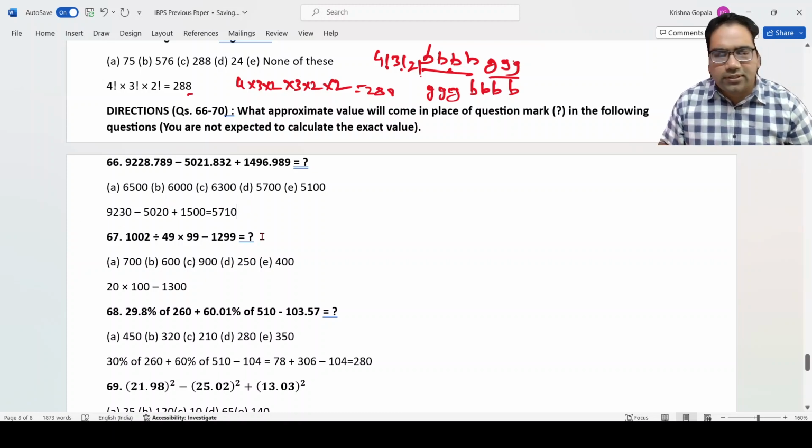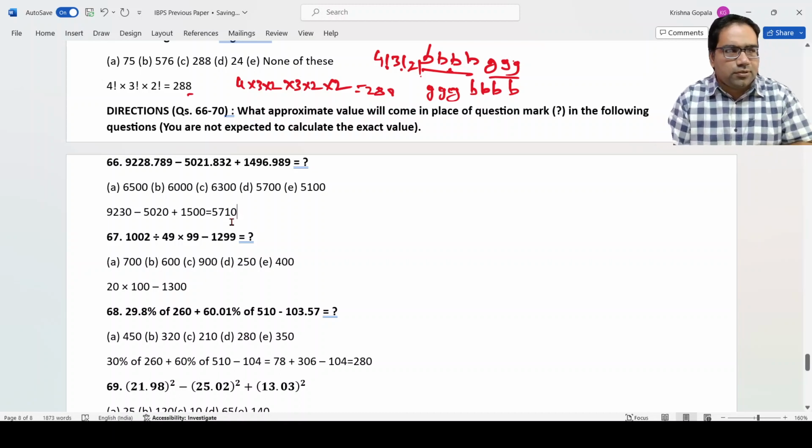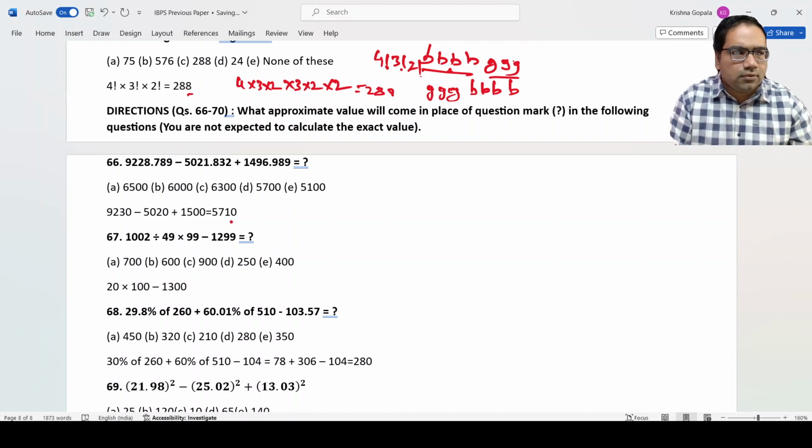This is a very simple calculation. 9230, we just simplified. 5021 as 5020, and 1496 we simplified as 1500. All three together will give 5710. So the answer is the one that is closest to this, which is 5700. This is the correct answer.